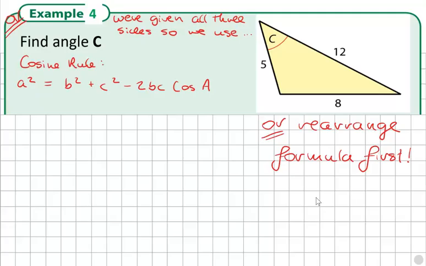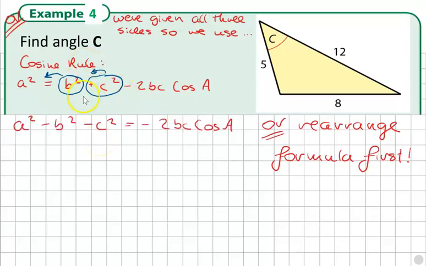Another way you can work this out is to rearrange the formula first. I personally think it's easier with the way I've just shown you, but this is an option as well. So here's the cosine rule, the original cosine rule from the formula book. If we move the b squared and the c squared over to the equal sign, they become minus b squared and minus c squared. And that's still equal to minus 2bc cos A.